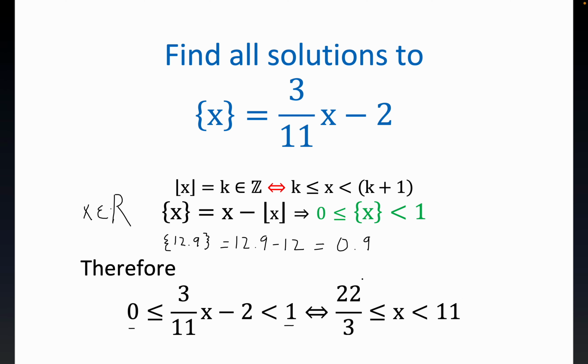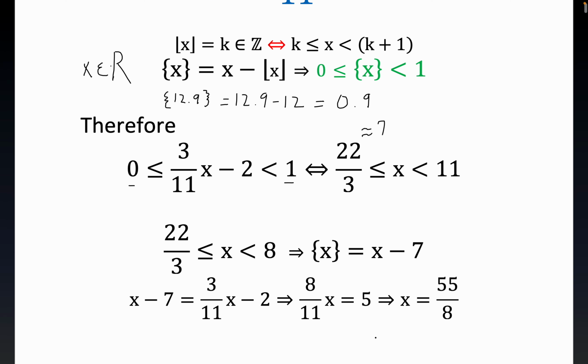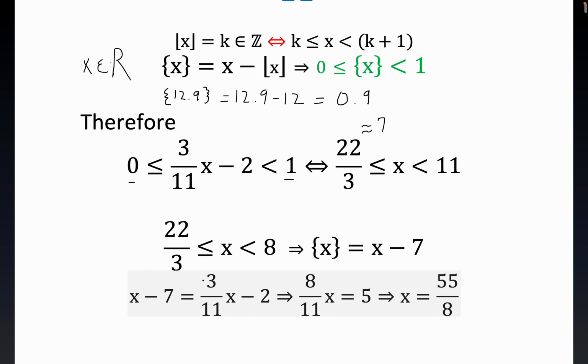Now notice this is approximately 7 right here. 22 over 3 is just a little bit more than 7, right? It's 7 and 1/3. So we're going to have to look at 4 intervals here, and the very first interval we'll look at will be the interval from 22 over 3 to 8. Again, that's how the floor function works. It's in an interval of width 1, essentially.